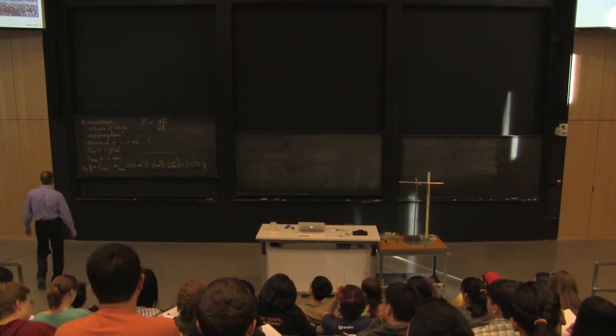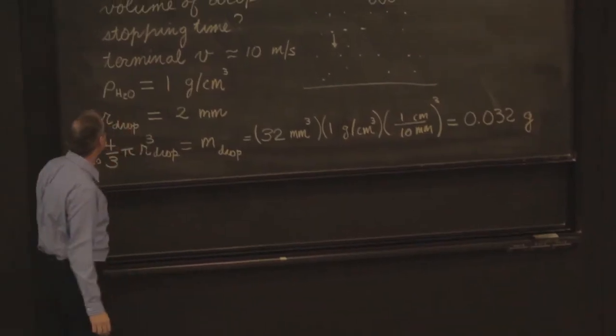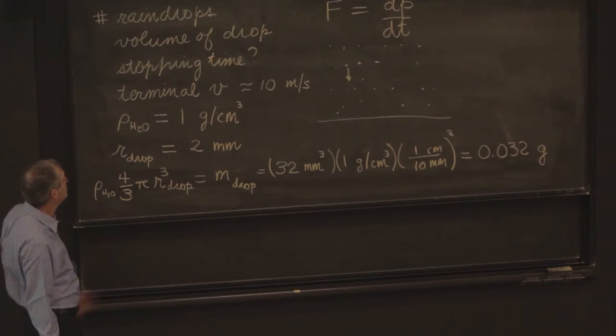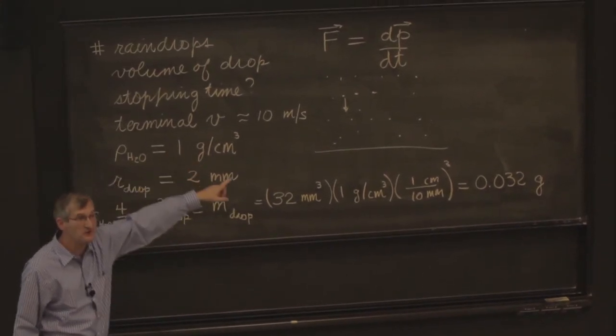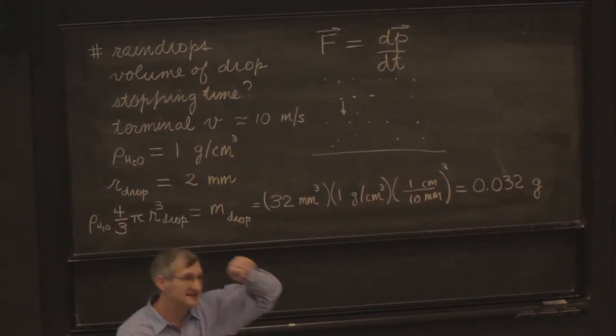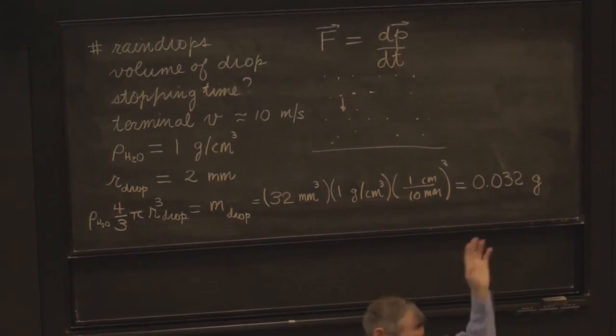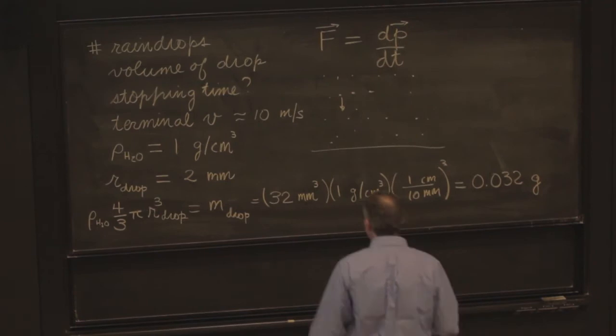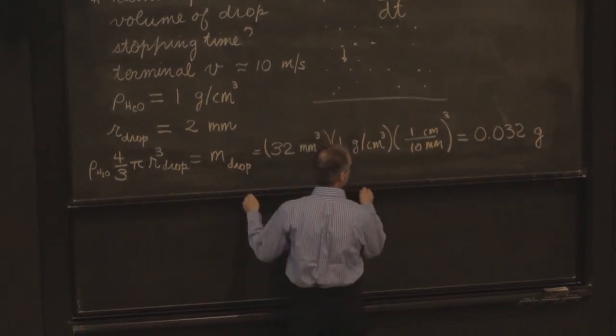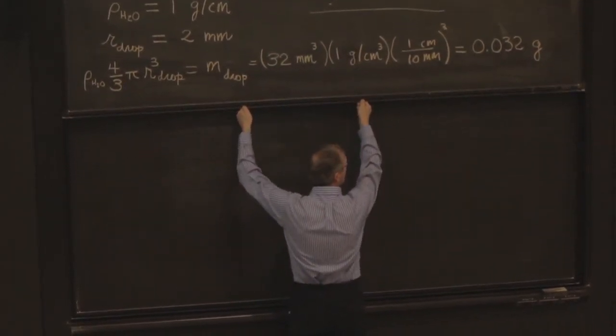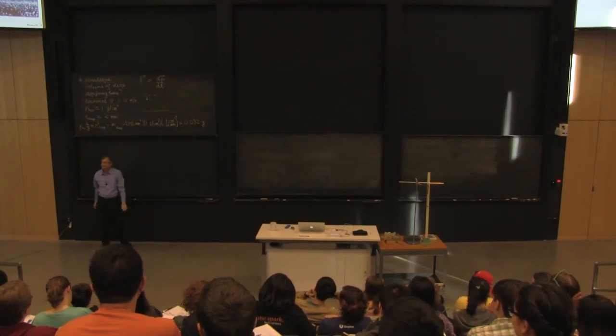So now we have the mass of a drop. We have the velocity. We have, therefore, the momentum of the drop. What's left? How many drops are coming in a certain time, right? So in order to figure that out, well, what's the strategy?